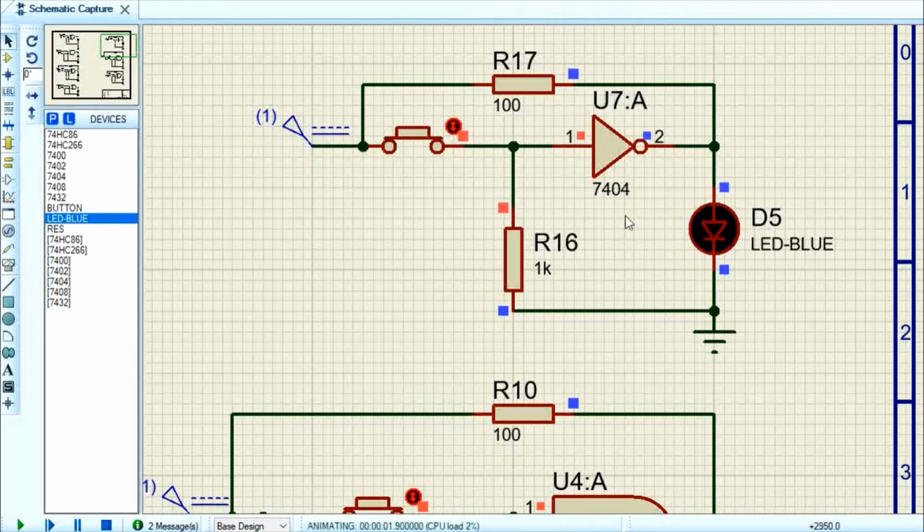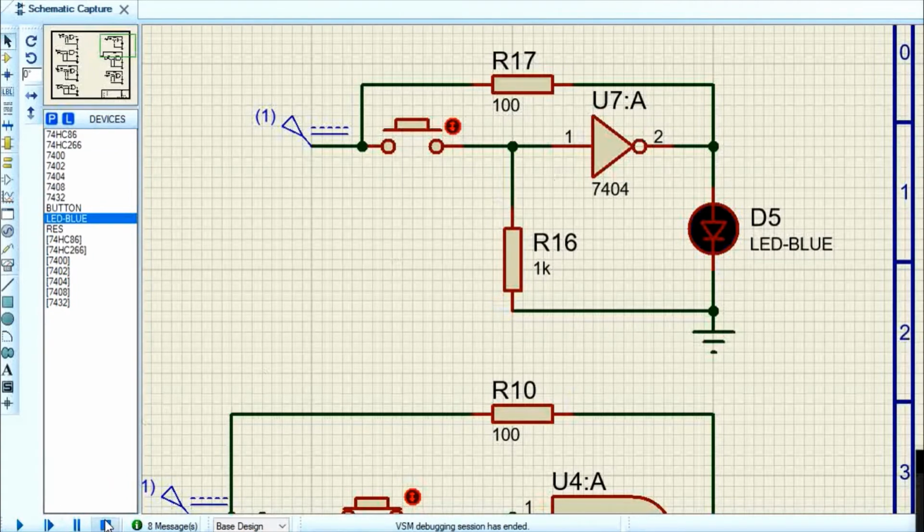1 at input, at output LED is off, which means we have 0 at output. But if we have 0 at input, output is on, which shows that it is working like an inverter. If we have 0 at input, at output we have 1. But if we have 1 at input, at output we have 0. Now move on to our next circuit.